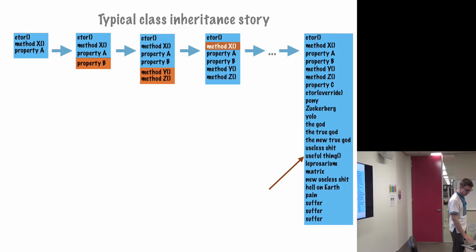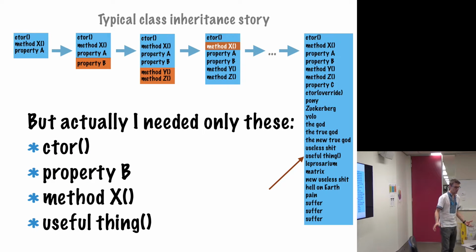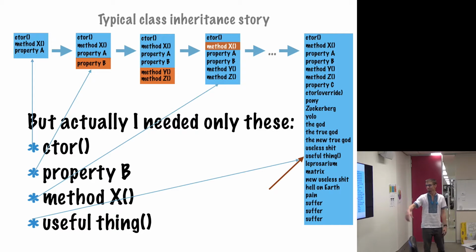Okay. So it doesn't really matter. These are all things which do something, whatever they are. Constructors, events, you name it. But you actually need only the constructor, property B, method X, and this useful thing, because it's useful. Unfortunately, they are all declared in different classes, so you must use this big hell on earth just to have four of them.